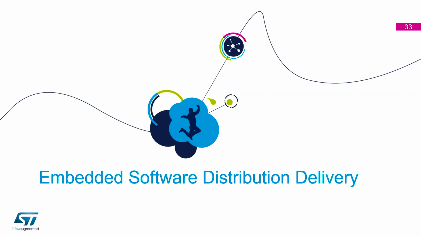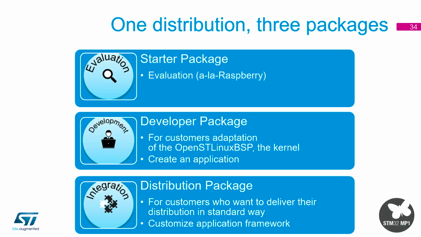You saw earlier we've got different distribution packages. We have 3 different packages available. They all come together, but they're different. The starter package, which is what you have running in your discovery board, is really there for evaluation purposes, for you to play around. The development package is for when you really want to develop your own applications, modify the kernel, board support, items like that.